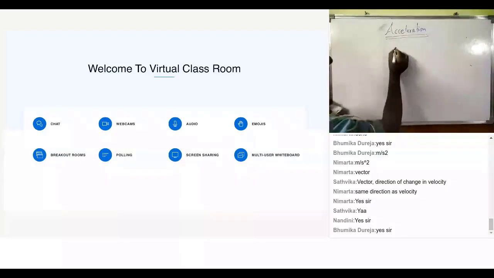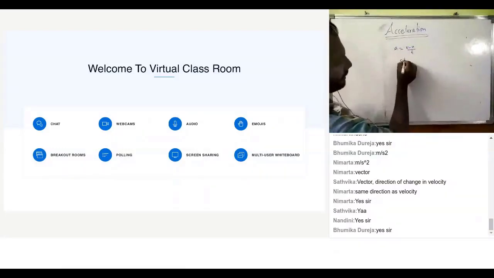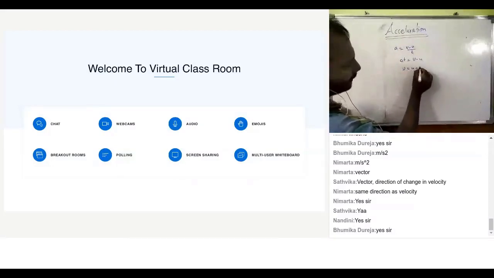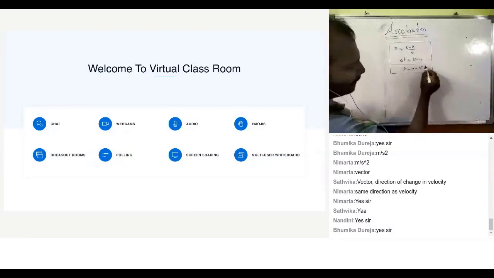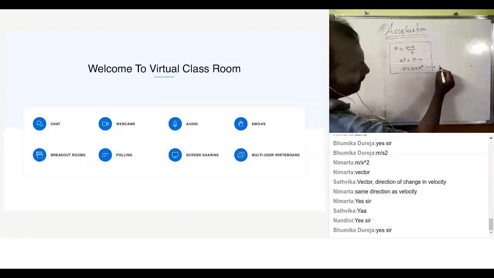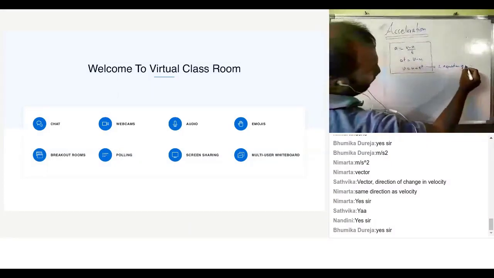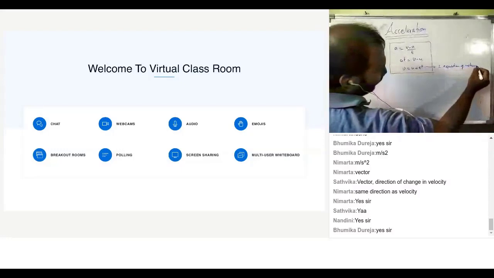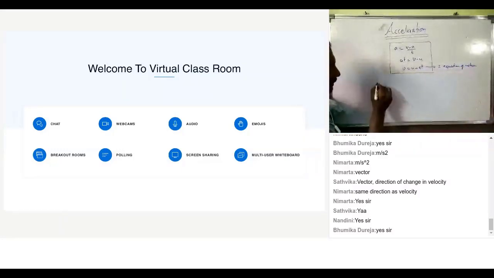We have a equal to (v minus u) by t. So I can use this in any of the forms depending on the situation, or v equal to u plus at. Right? I can write the same expression in any of the forms. And this expression is also known as the first equation of motion. Right? So let's do a simple question based on this.